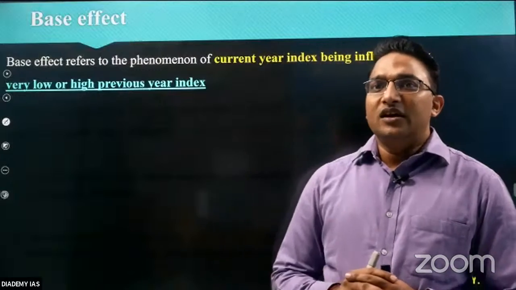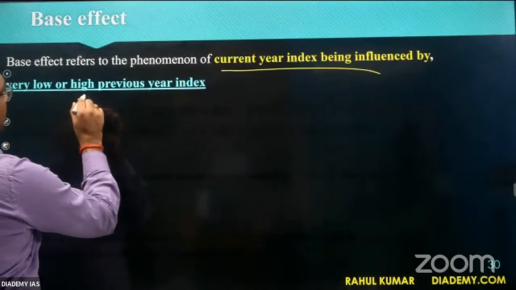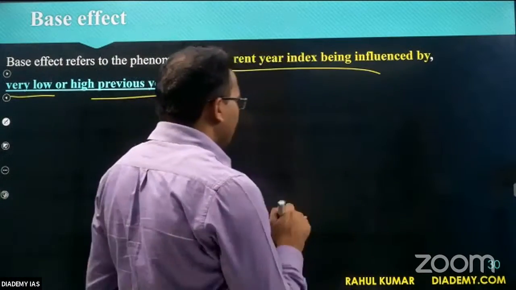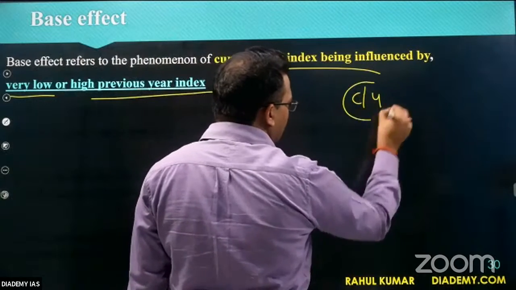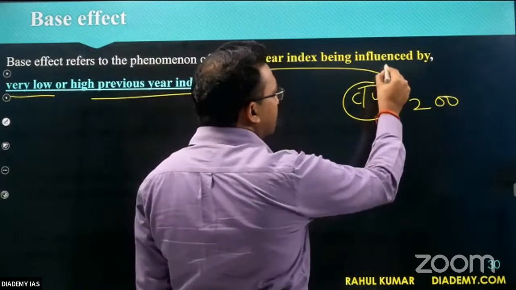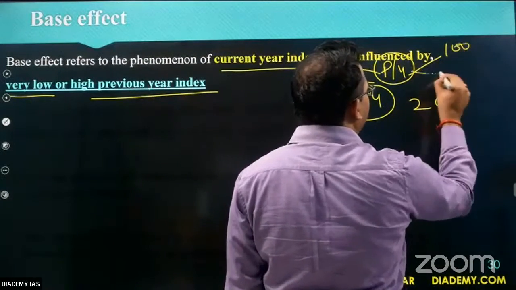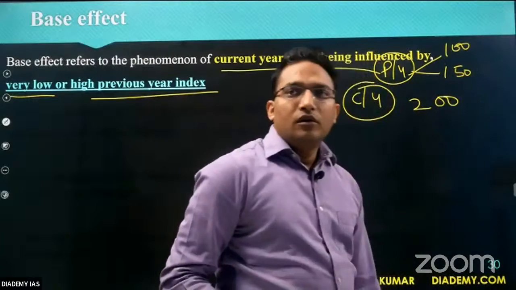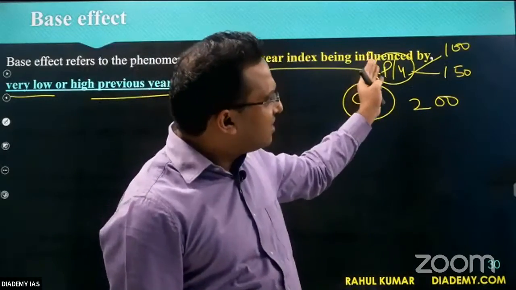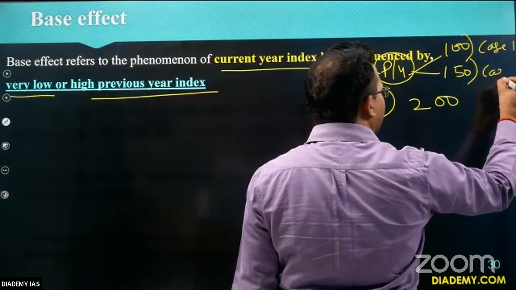Base effect basically refers to the phenomenon of the current year being influenced by the very low or very high previous year index, right? So for example, in the current year the price of a commodity is 200 rupees. In the previous year there are two things possible, either the price was 100 rupees or the price was 150 rupees. So basically, the current year price index is 200 rupees, and for the previous year there are two cases possible. Case 1, the price index is 100, and case 2, the price index is 150.